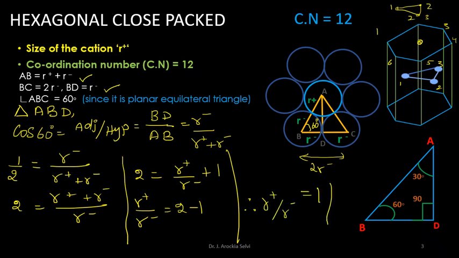This is for the coordination number 12. Hope you all understood. So for hexagonal close packing with the coordination number 12, that is for the close packing structure, r plus by r minus will be 1.